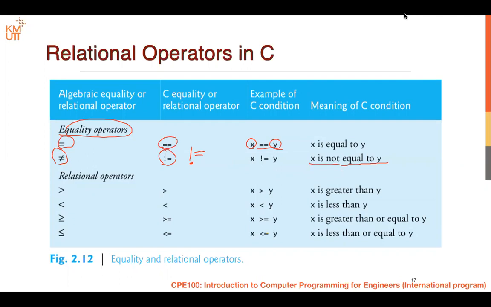And for the greater than or less than sign, you can simply use greater than and less than. But if you want to use greater than or equal, less than or equal, you have to use greater than, equal, and less than, equal signs altogether. Put them together. Cannot put a blank here. There is no blank here.